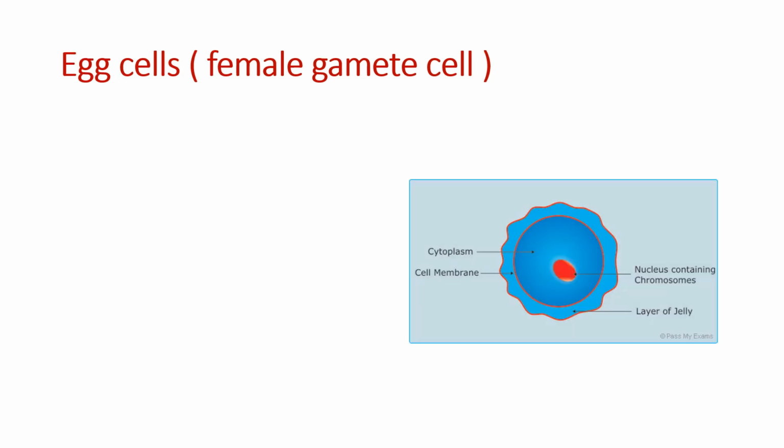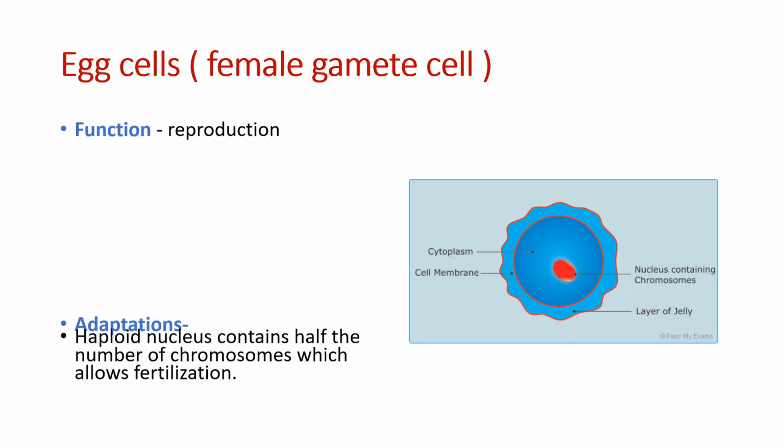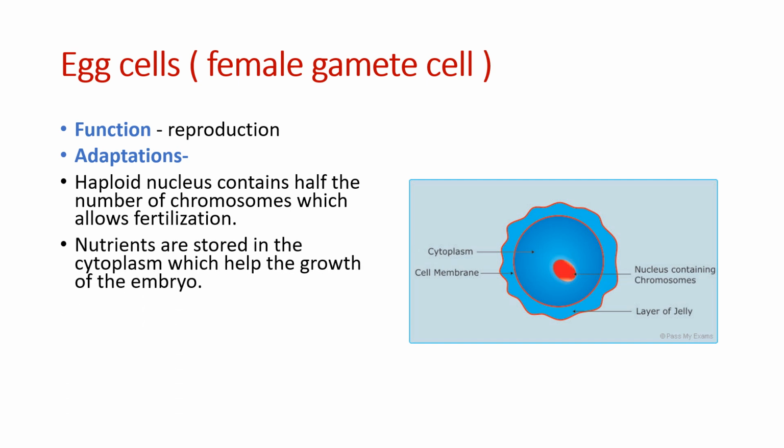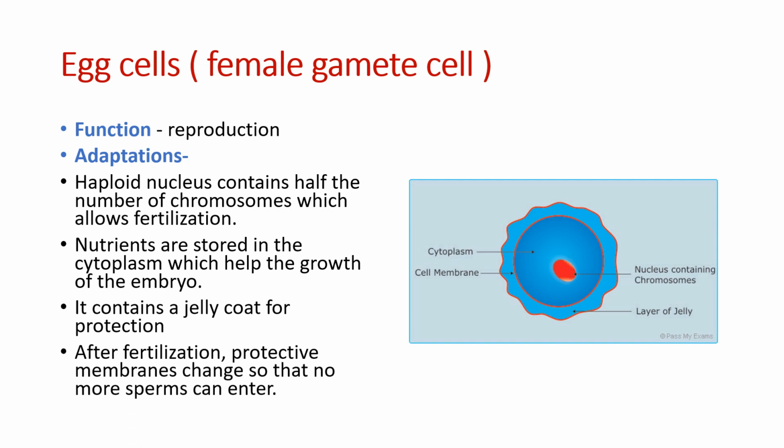Egg cells are female gamete cells and their function is reproduction. Egg cells also have a few adaptations. First, they also have a haploid nucleus with 23 chromosomes in it. Nutrients are stored in the cytoplasm so that the early stages of the growth of the embryo can be supported with these nutrients. Egg cells contain a jelly coat outside the cell that is for protection. After fertilization, all these protective membranes change so that no more sperms can enter. So this will allow only one sperm to penetrate and fertilization would take place.